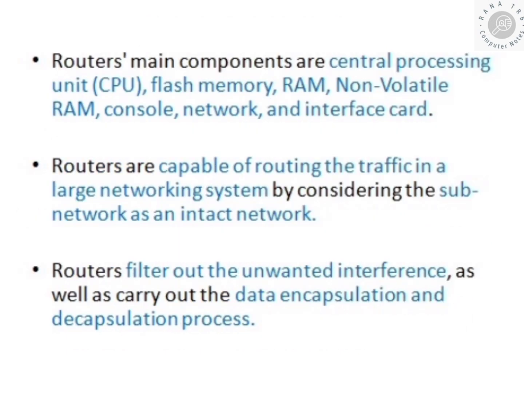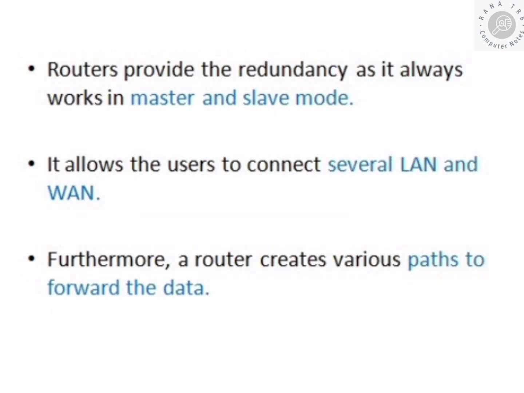The main components are the central processing unit, flash memory, RAM, non-volatile RAM, console, and network interface card. The router is capable of routing traffic in a large networking system by considering the subnetworks. It filters out unwanted interfaces, and it carries out the data encapsulation and decapsulation process. The router works in master and slave mode, and it allows the user to connect several LANs and WANs. And the most important thing is that the router creates various paths to forward the data cells.